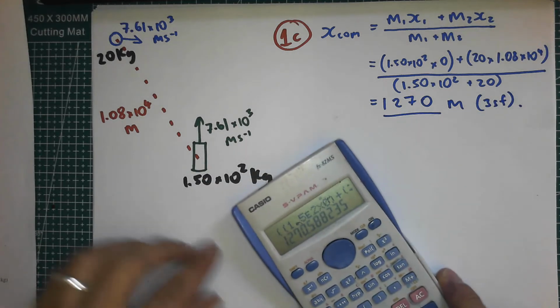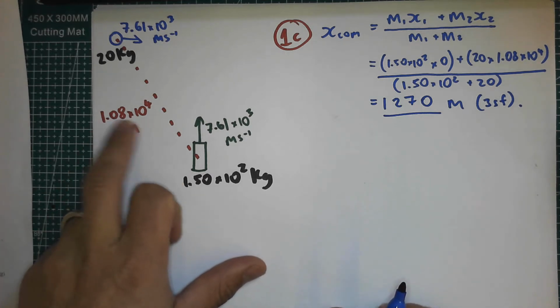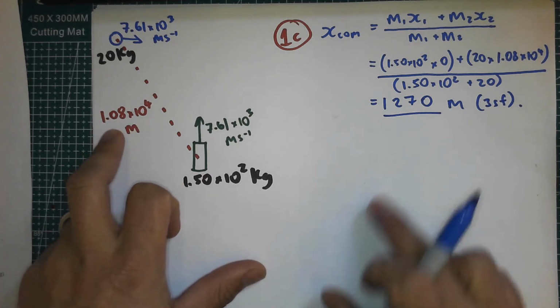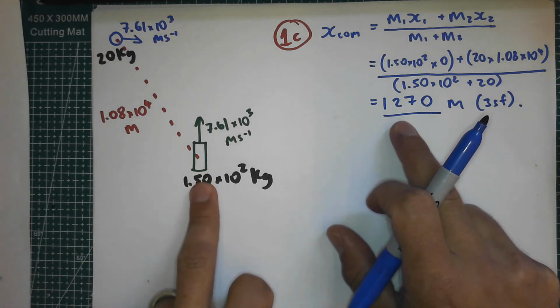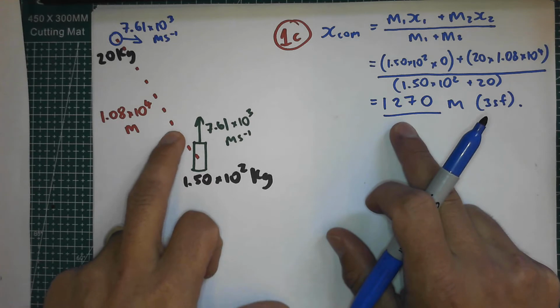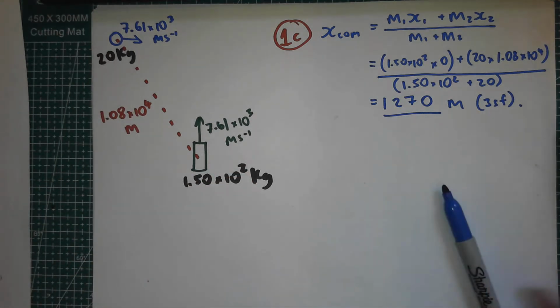Cool, so let's see if that's reasonable. So this is 10,000 metres here, roughly, and this is 1,000, a tenth of that. Yep, so this has got the majority of the mass of the system, so I'd expect it to be much closer to the satellite than to the debris. So this looks like a good answer. Alright, moving on to the next question.